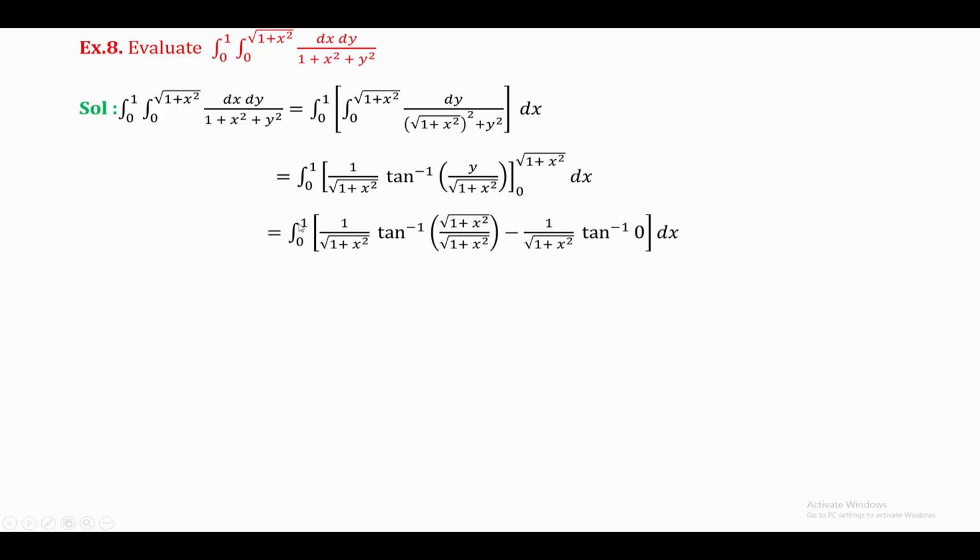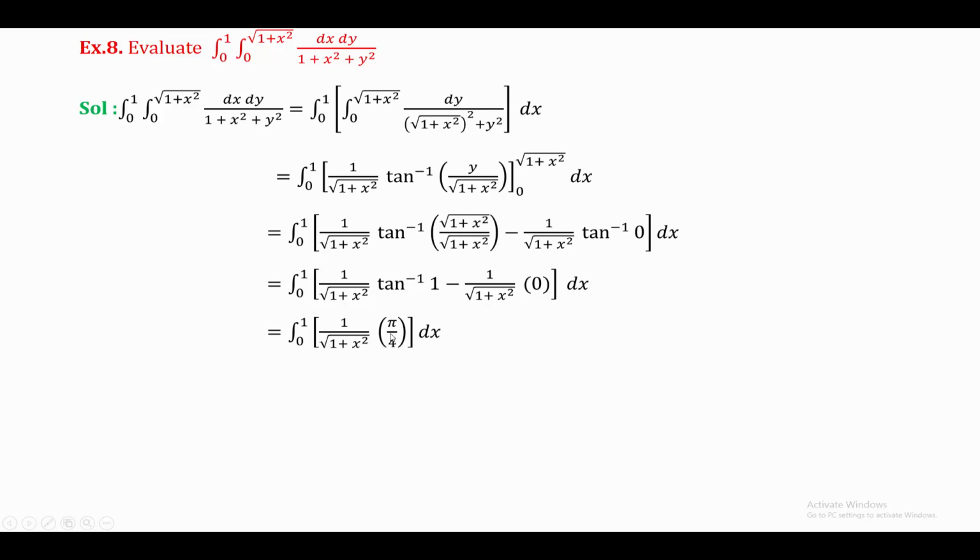So equal to integration limit 0 to 1, 1 upon square root 1 plus x square into tan inverse of square root 1 plus x square upon square root 1 plus x square, minus 1 upon square root 1 plus x square into tan inverse 0 dx. This is square root 1 plus x square upon square root 1 plus x square, which means 1. This is tan inverse 1, and tan inverse 0 is 0. So 1 upon square root 1 plus x square tan inverse 1 minus 1 upon square root 1 plus x square into 0 dx. Now this term is 0 and tan inverse 1 is pi by 4. So integration limit 0 to 1, 1 upon square root 1 plus x square into pi by 4 dx.